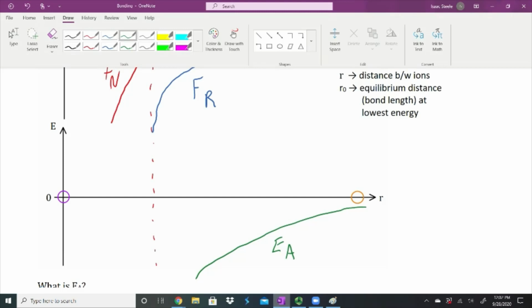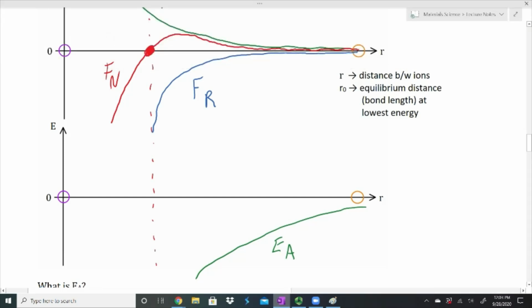When I do the same thing for my repulsive energy, it's going to again flip. It's going to become positive. And it's going to do something along these lines. My repulsive energy. And now I'm going to sum these together again. To sum them together, I take whatever value is here and the value here, and add them together. One's positive, one's negative. They're going to end up somewhere between them.